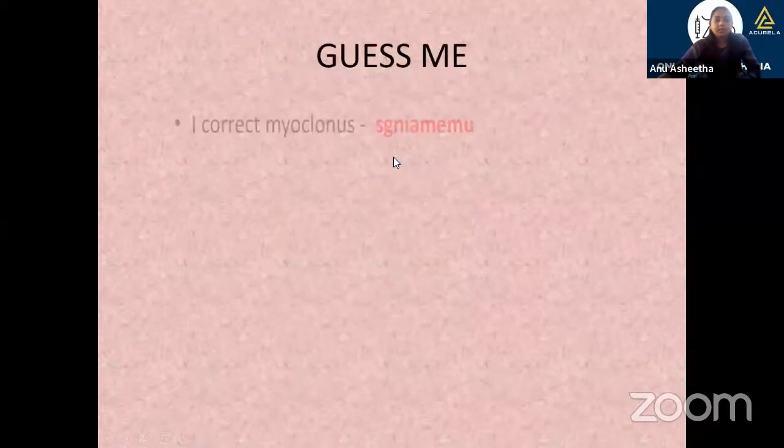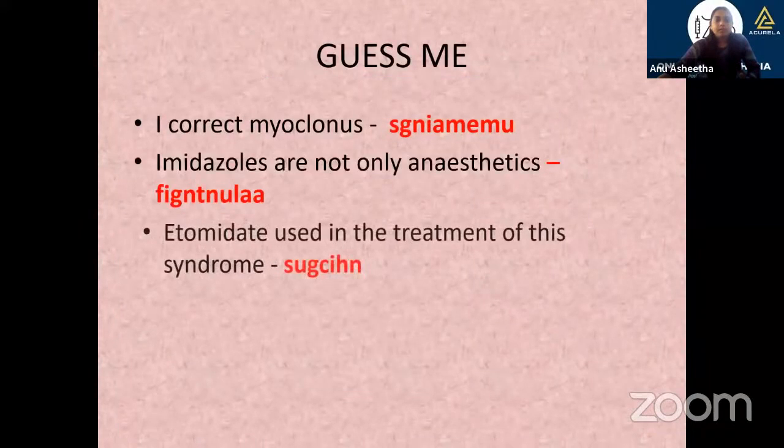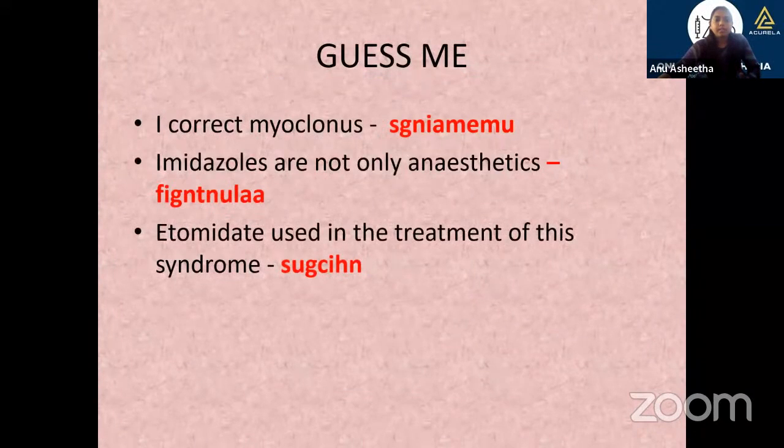Now wait a minute. So try guessing these jumbled words, try cracking it out.